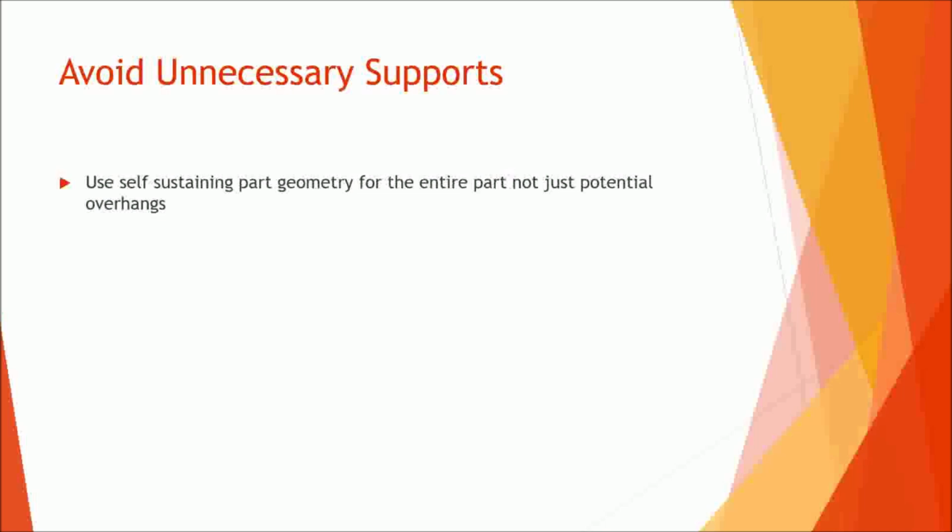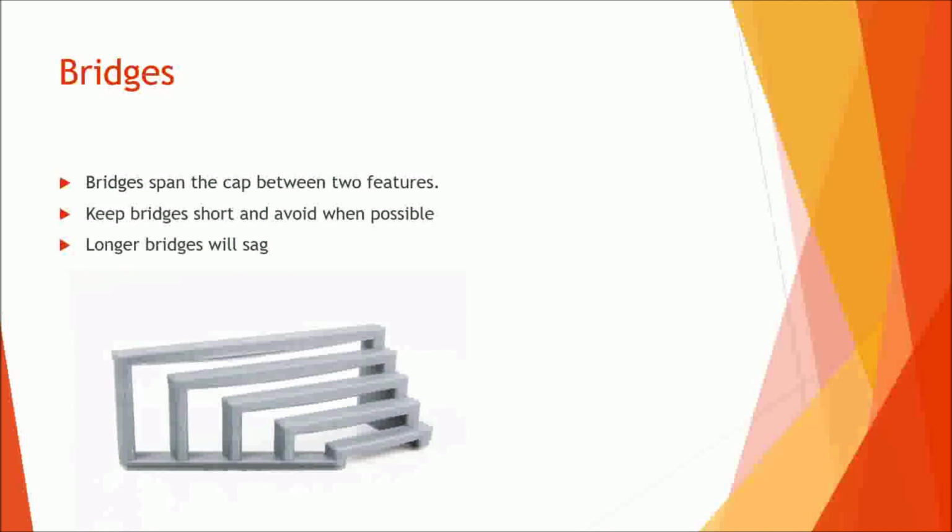Bridges, just something to keep in mind. A bridge is basically a layer of material that is stretched between two features. So most printers can do short bridges between two features, but you want to minimize bridges as much as possible, keep them as short as possible. So you can see in the picture down here, the shortest bridge isn't too bad, but as they get longer you can see the material starts to sag in between the features that the bridge is bridging across. So we want to avoid that as much as possible.